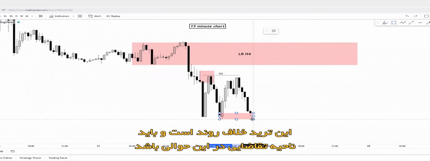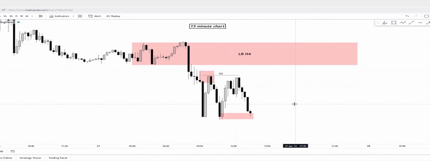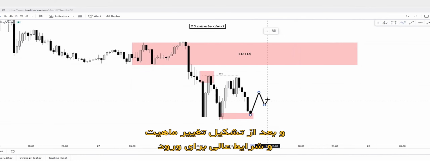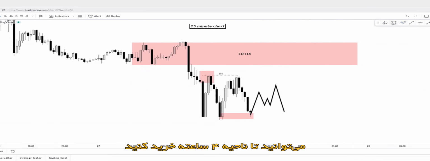And here comes in part that I was explaining at the beginning of the session. This is a counter trend trade. So there will be a demand zone somewhere around here. And this will be a counter trend trade. And you will need a strong change of character to the upside. And after a strong change of character, and after the perfect entry criteria creation, you'll be able to execute a long trade up to the 4-hour supply zone.